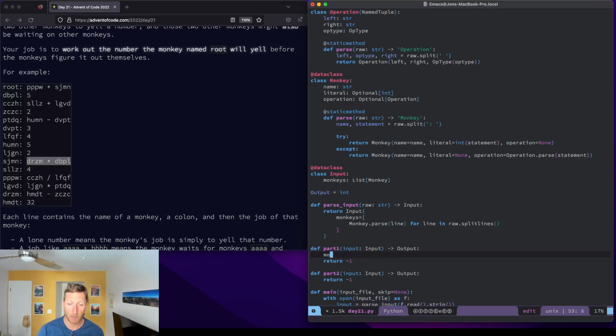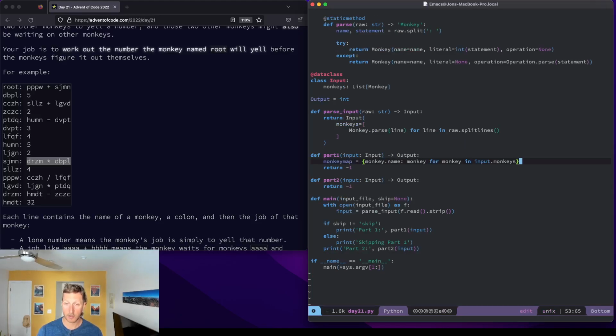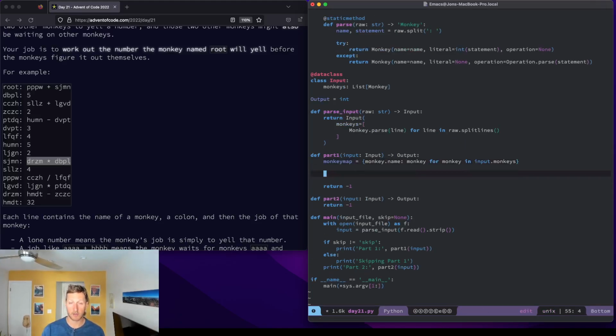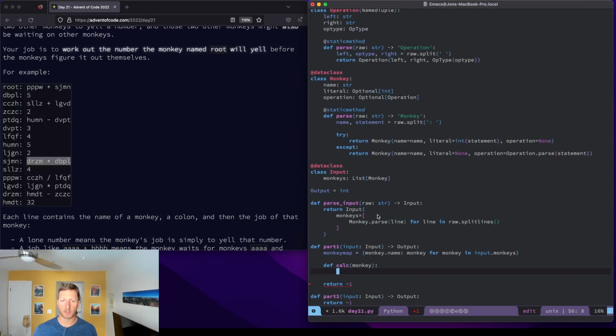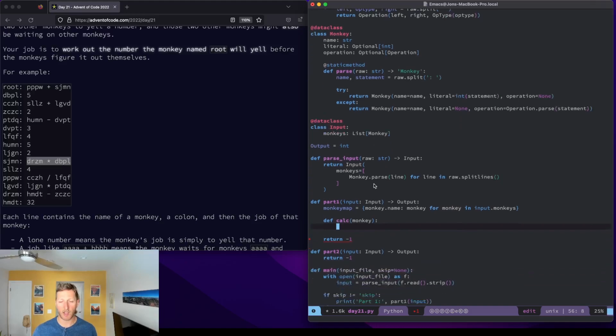So monkey map equals monkey.name to monkey for monkey in input.monkeys. Nice. And then def calculate monkey. We'll put this on monkey, right? Nah, we'll put it here.